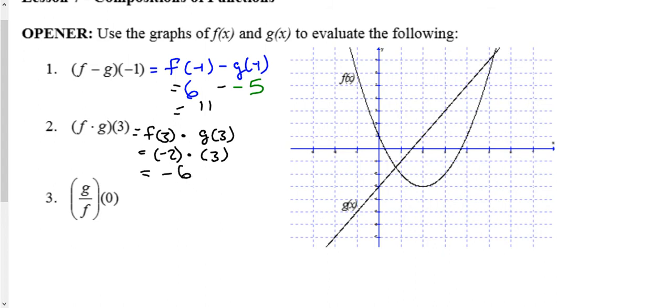And the last example here, we're going g divided by f. So in this case, we're going to write g at 0 divided by f at 0. Let's see what we have. So g at 0 is -1, 2, 3, is at -3. F at 0 is at positive 1. So our answer here, just -3. So that was our opener.